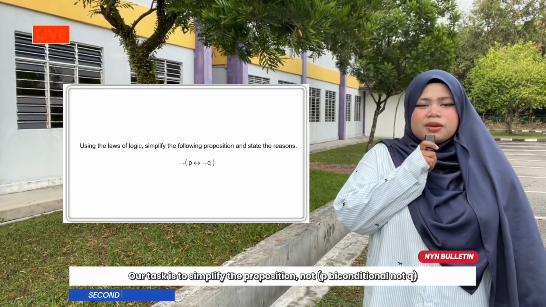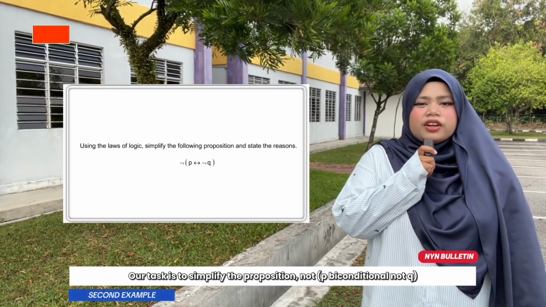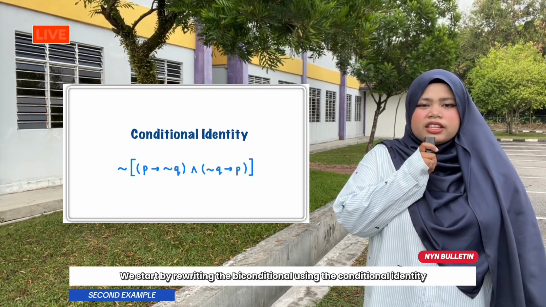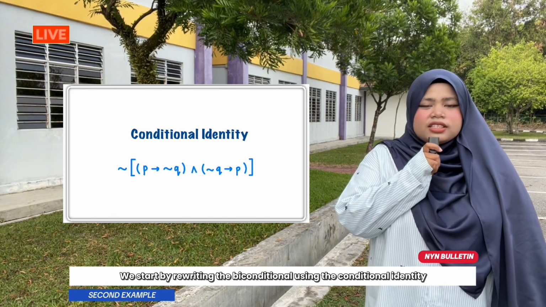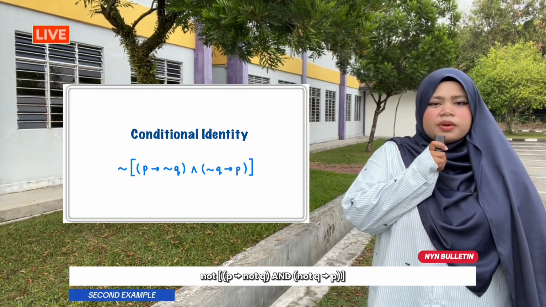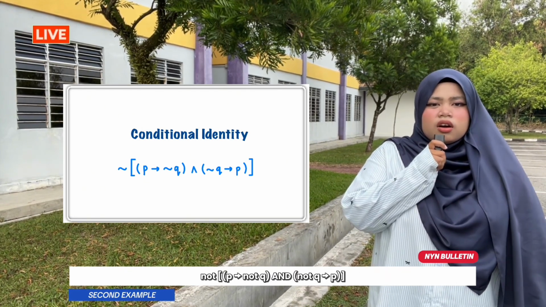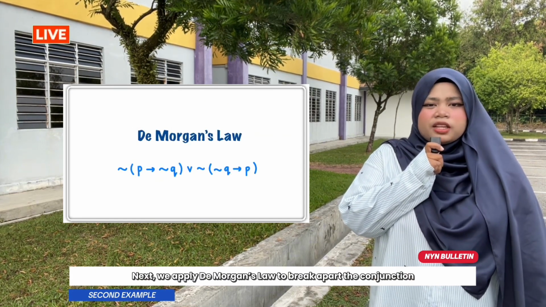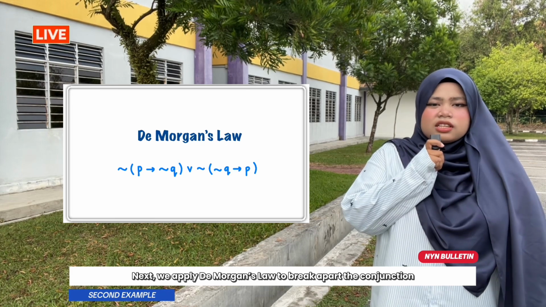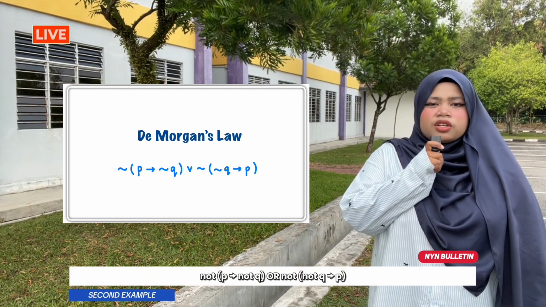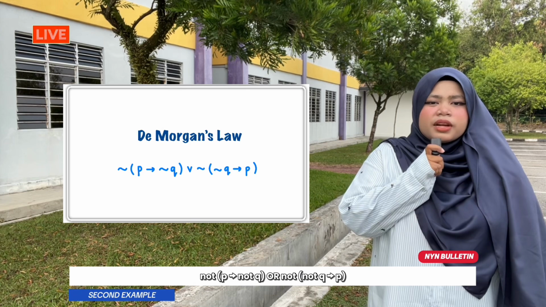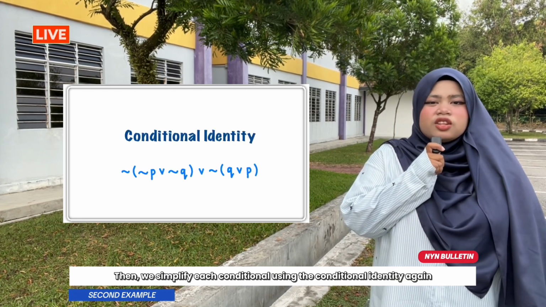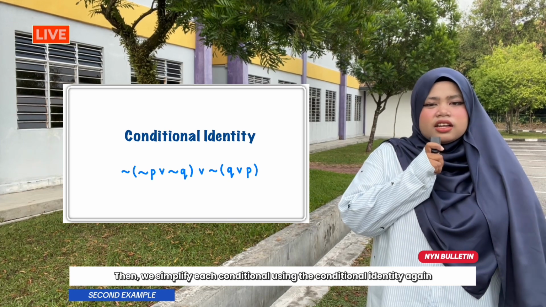Our task is to simplify the proposition not (P biconditional not Q). We start by rewriting the biconditional using the conditional identity: not (P implies not Q) and (not Q implies P). Next, we apply De Morgan's law to break apart the conjunction: not (P implies not Q) or not (not Q implies P). Then we simplify each conditional using the conditional identity again.